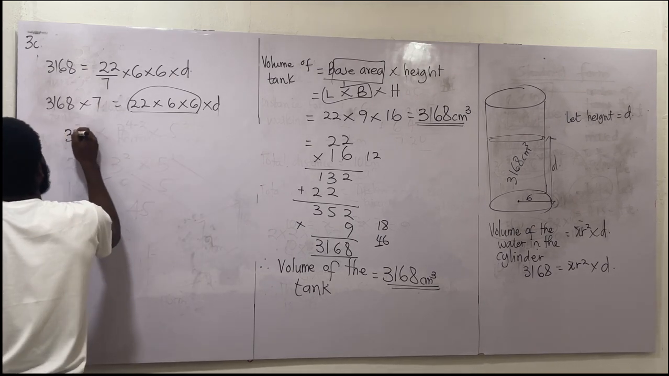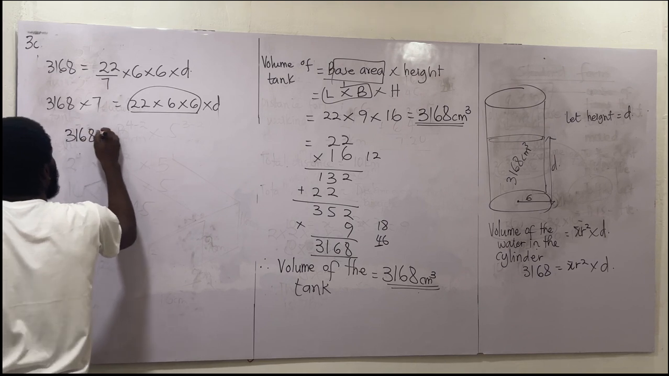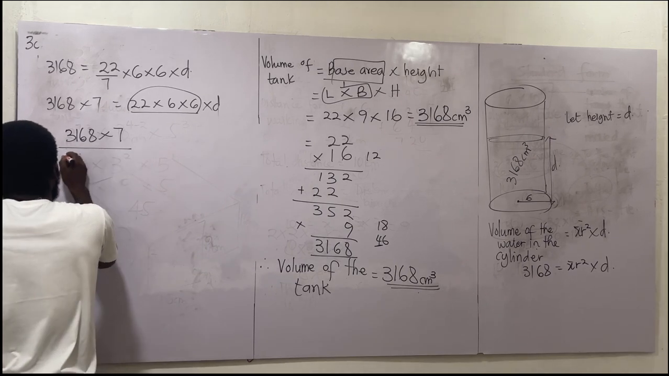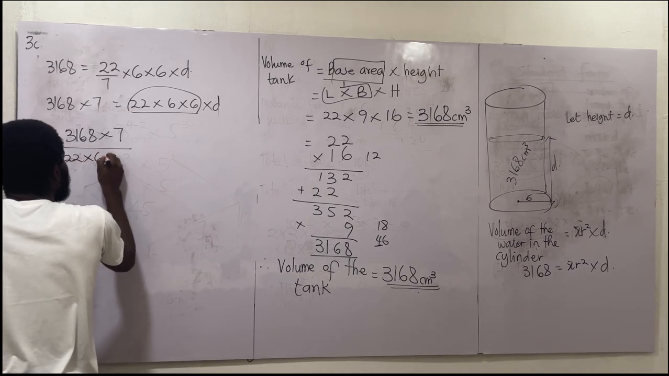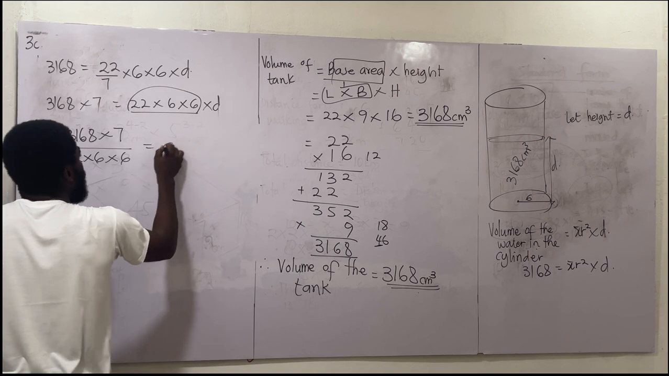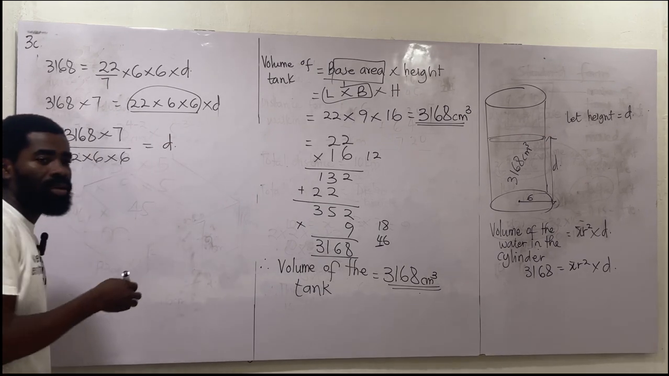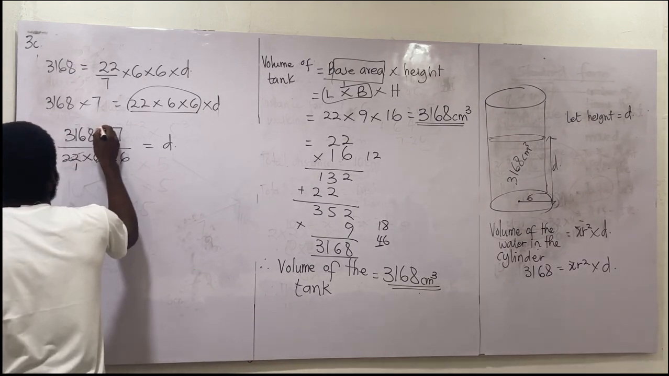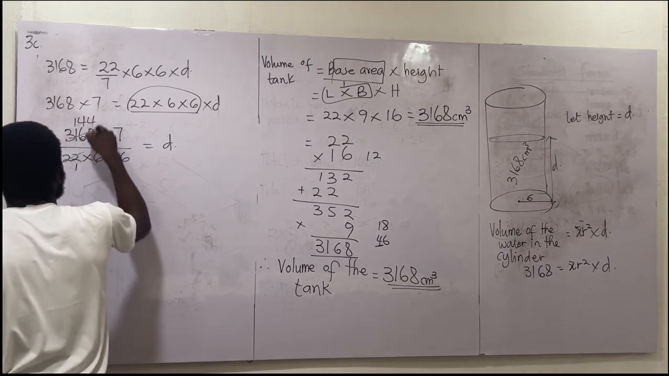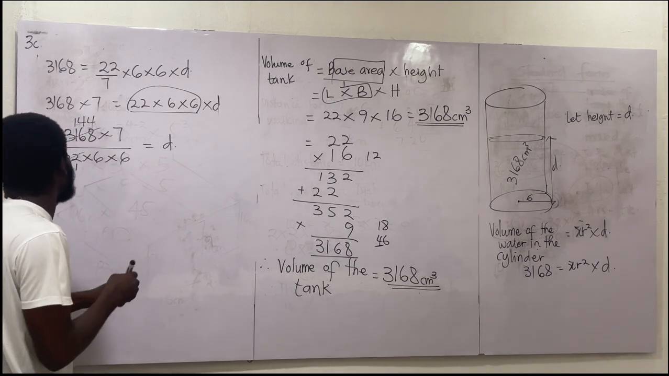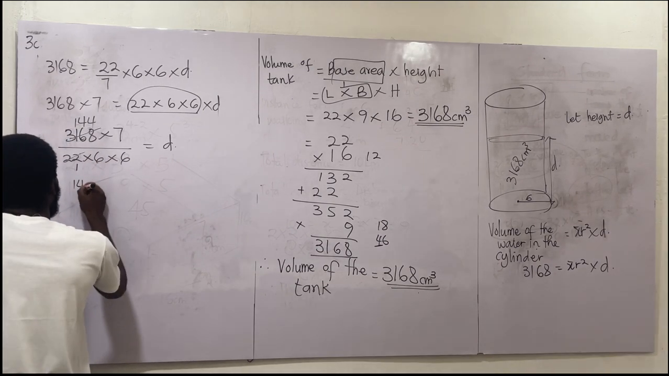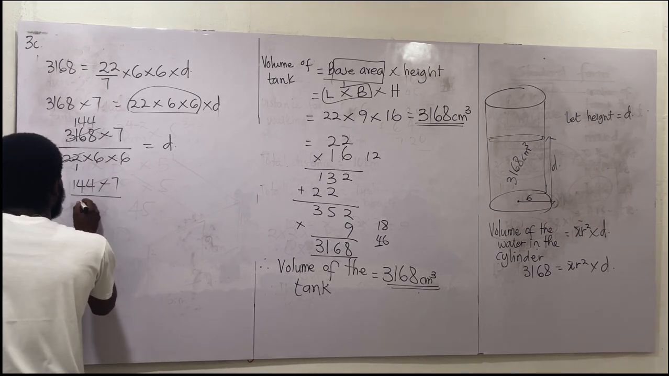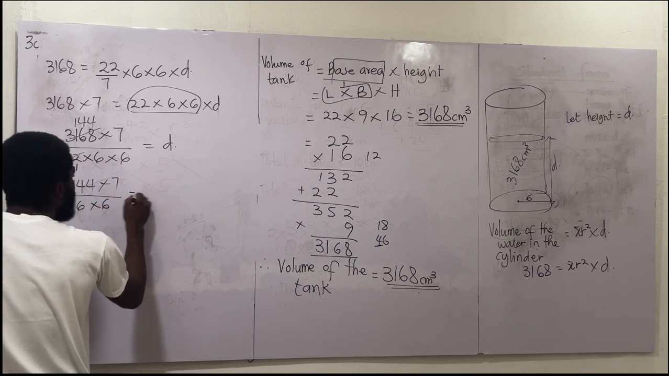So this will give us 3168 by 7. Don't multiply this, but divide it with 22 times 6 times 6. And this equals the depth of the water. So we are here to cancel this. Now 22 will go into itself one time and go into 3168 144 times. So now I have 144 times 7 all over 6 by 6 equals d.